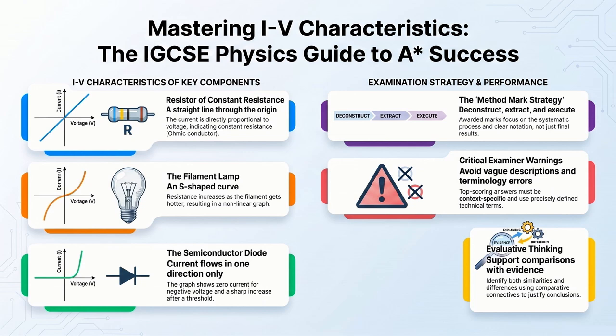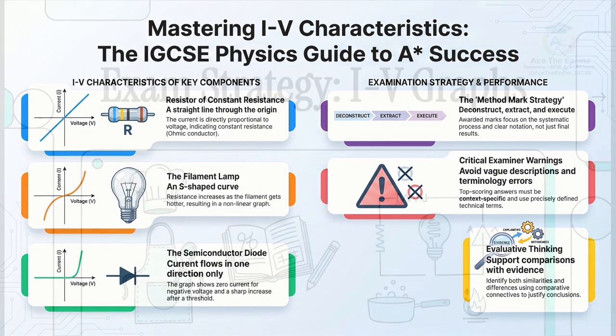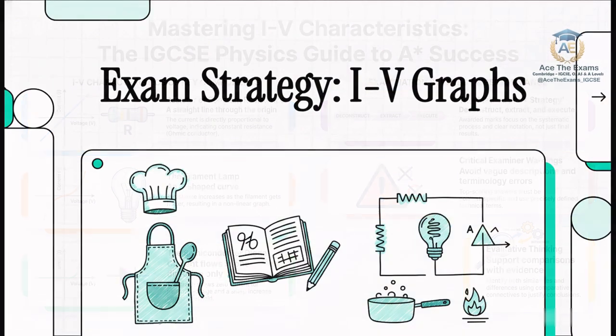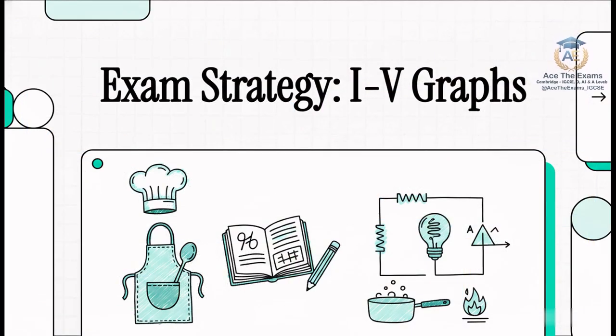Welcome to the Explainer. Today, we're putting on our aprons, grabbing our spatulas, and stepping right into the academic kitchen. We're going to explore the ultimate recipe for mastering one of the absolute most notoriously challenging topics in the entire Cambridge physics syllabus: current voltage characteristics. We're talking about completely deconstructing those tricky IV graphs for a resistor of constant resistance, a filament lamp, and a diode. Think of this like a high-end cooking show.